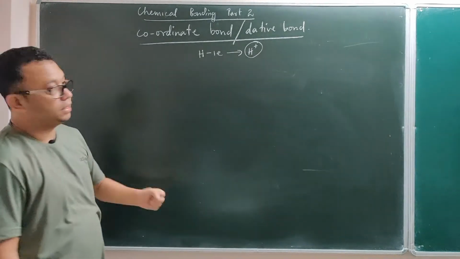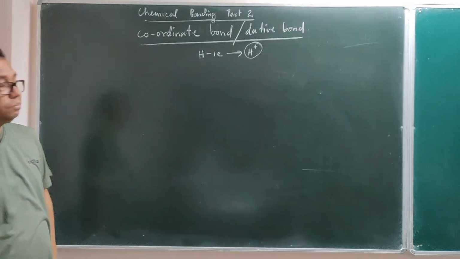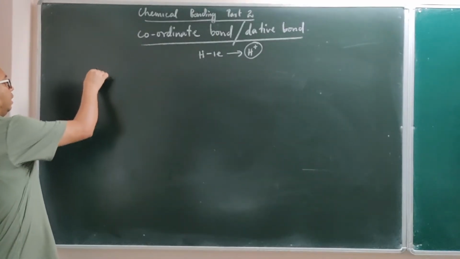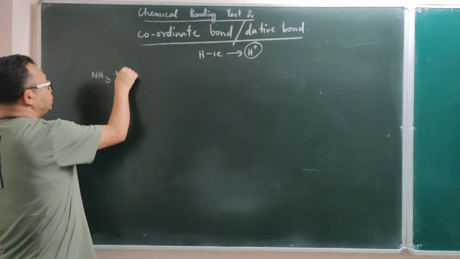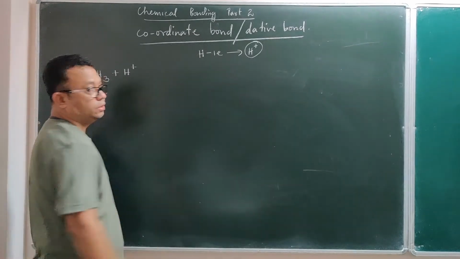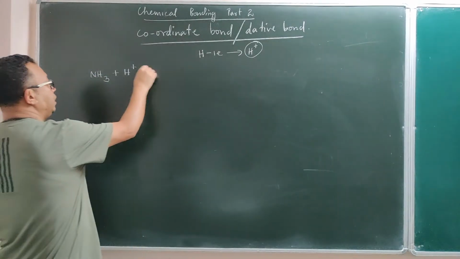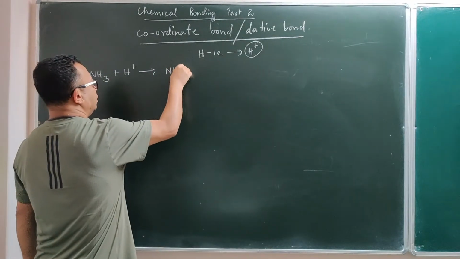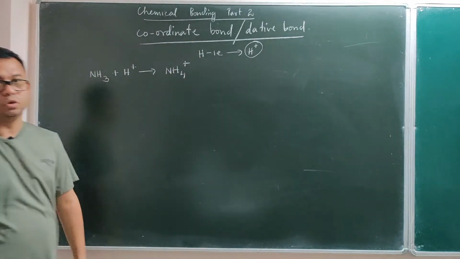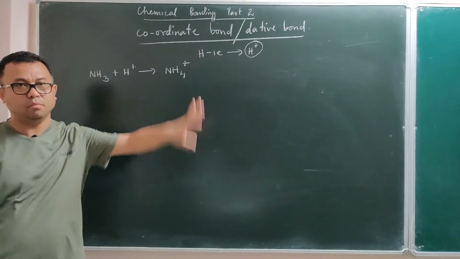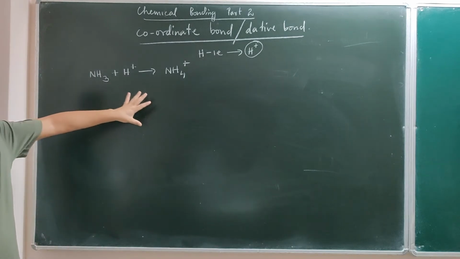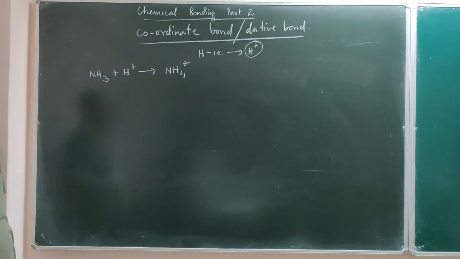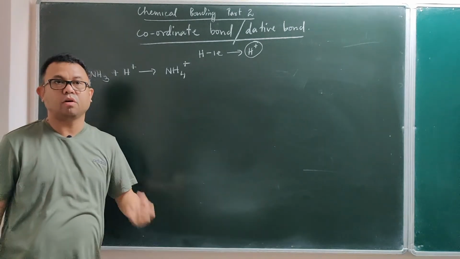Okay, why have I written that? Now you will understand better. When ammonia combines with a proton, H plus or hydrogen ion, it will give rise to an ammonium ion. Now let me explain how the ammonium ion is formed, which is also a part of your syllabus, a very important part for your ICSE. Many times a question is asked about the formation of the ammonium ion.